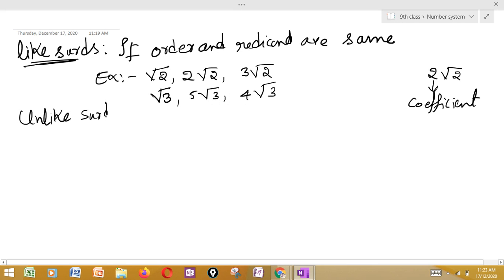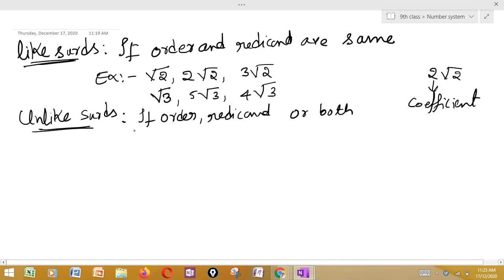The next topic that we are learning is unlike surds. Unlike surds. In this case, if the order, the radicand, or both order and radicand are different, then those are called different or unlike surds.